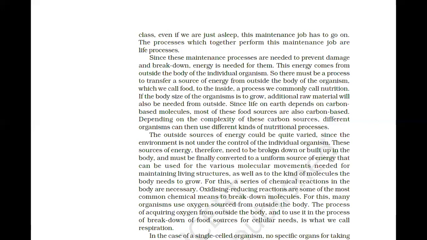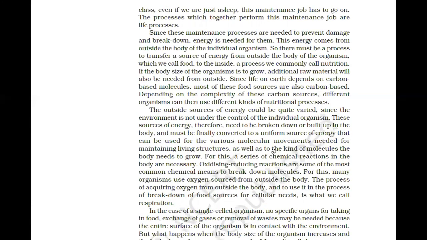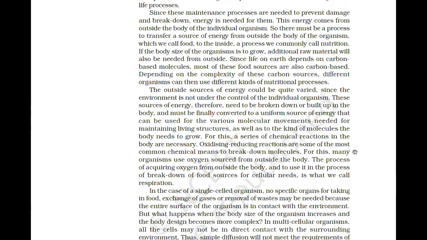If the body size of the organisms is to grow, additional raw material will also be needed from outside. Since life on Earth depends on carbon-based molecules, most of these food sources are also carbon-based. Depending on the complexity of these carbon sources, different organisms can then use different kinds of nutritional processes.